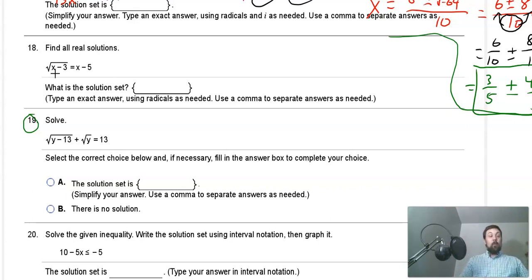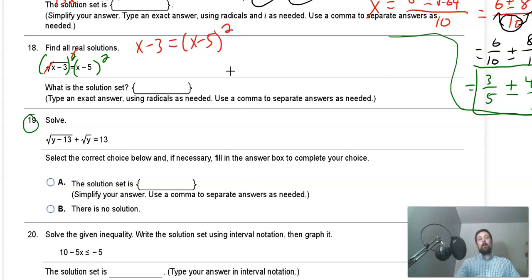Right? So for one square root equations, you get the square root by itself, which is already the case for this problem. Then you square both sides, because that power of 2 will cancel out that square root. And you end up getting x minus 3 on the left-hand side equals x minus 5 to the second power, which is going to be x minus 5 times x minus 5.